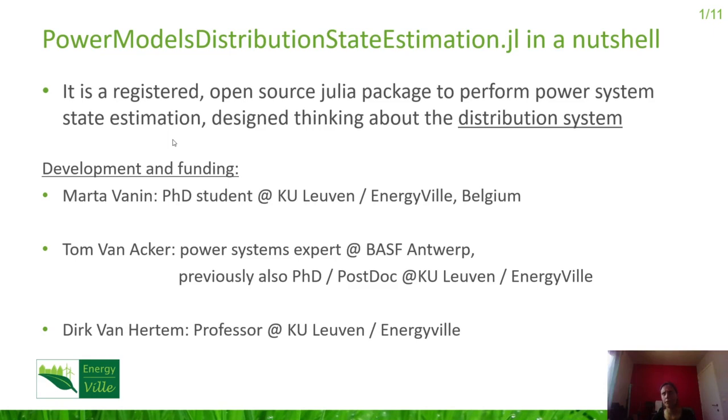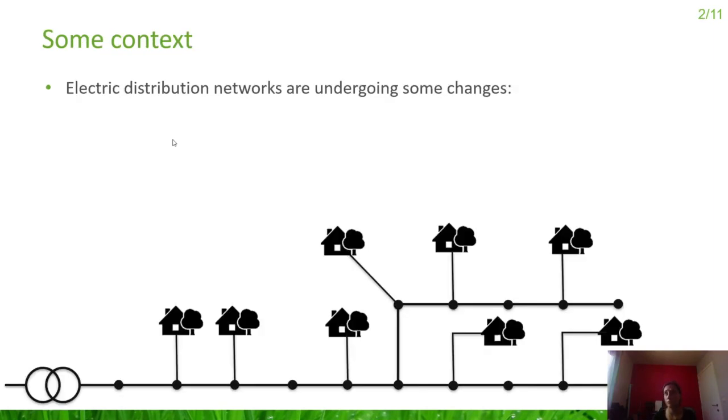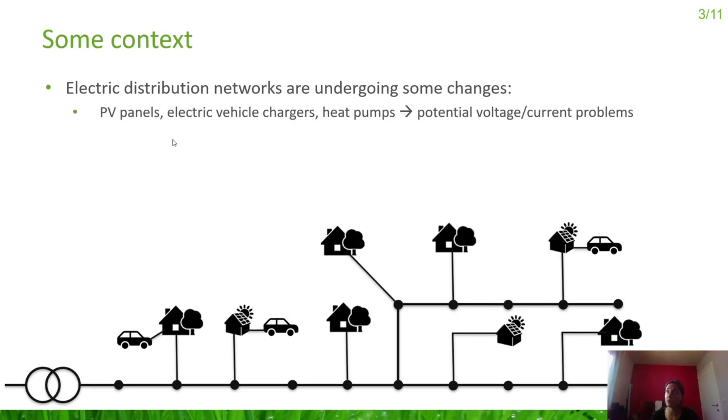To give you a bit of context, distribution networks are currently undergoing some significant changes in the form of increasing installations of PV panels, electric vehicle chargers, and similar technologies, which can potentially lead to voltage or current problems in the system, especially if they go unmonitored and no preemptive actions are taken.